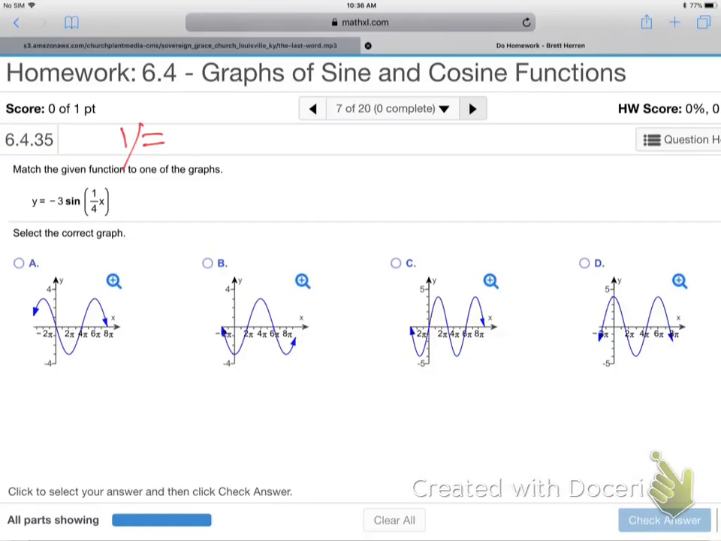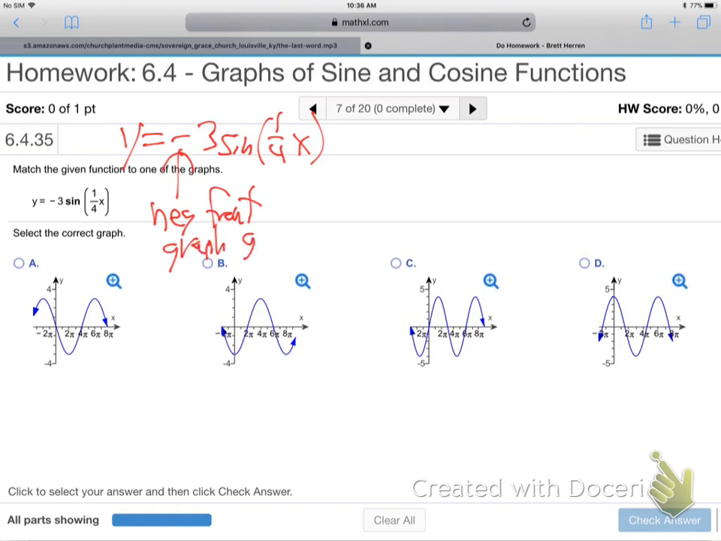So y equals -3 sine 1/4 x. Now, what is that negative? The rest is the same. The only difference is that negative in the front. What does that negative in the front do? Go down first. Yep. Negative in the front. Graph goes down first instead of up first.